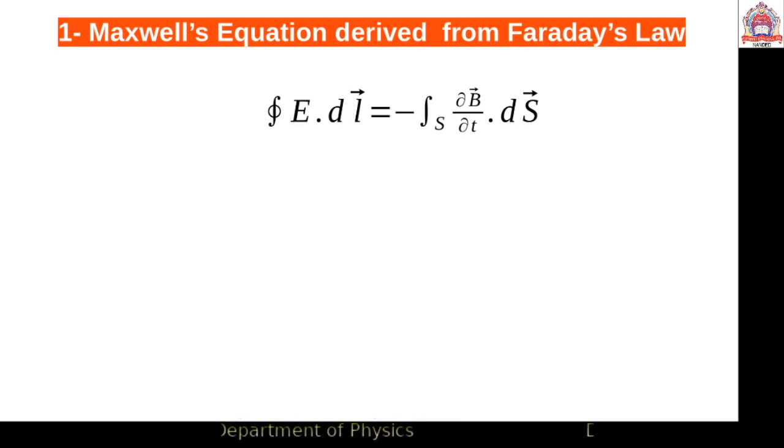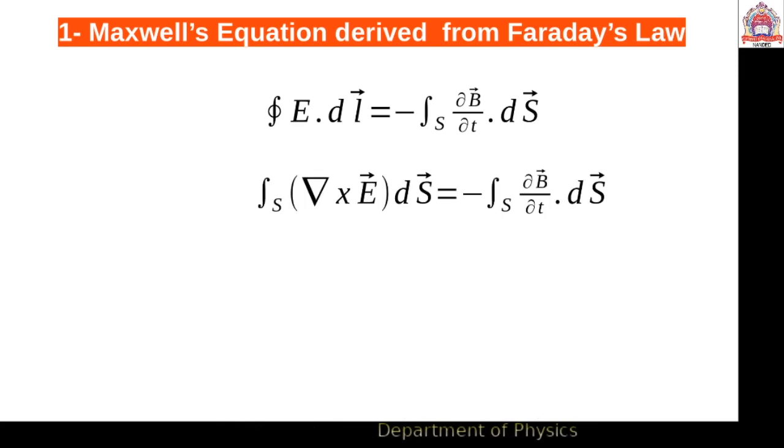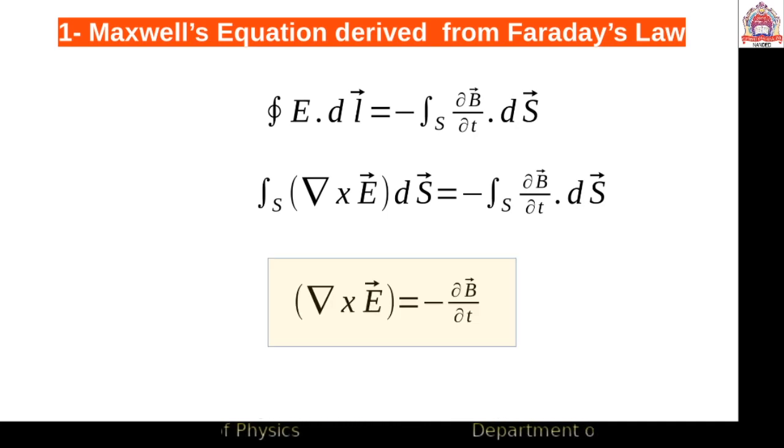Now using Stokes theorem, converting the line integral of this equation, the surface integral of del cross E dot dS is equal to minus the surface integral of dou B by dou t dot dS. Assuming that the integration is carried out over the same surface on both sides, we get del cross E is equal to minus dou B by dou t. This is Maxwell's equation derived from Faraday's law expressed in point form or differential form.